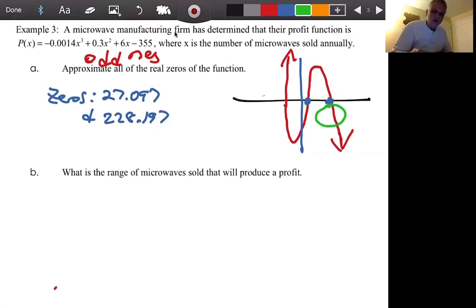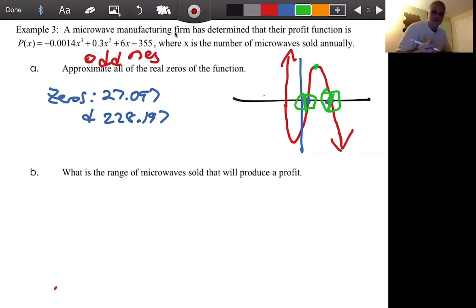If we are down below the x-axis, that's a negative profit. That's a loss. You don't want to be there. For a positive profit, that would be any point that is above the x-axis. And again, I understand there are points above the x-axis elsewhere, however, that would be negative microwaves sold, which is impossible. So we're going to go real world application from this 0 to this 0. In between it, everything is a profit for the company.